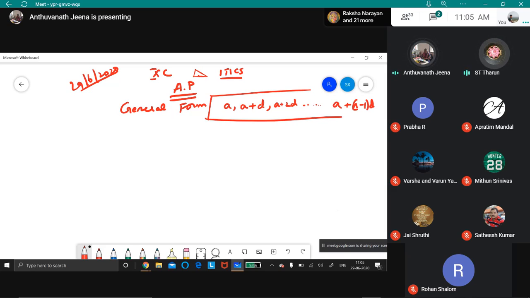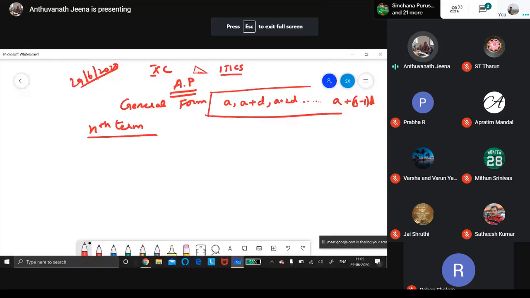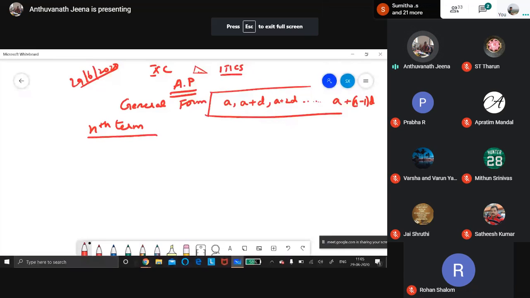Today what we are going to do is the nth term of AP. For example, your salary is increasing every month by 500 rupees. Suppose your salary is 2000. It is increasing every month by 500, so 2500, 3000, like that it's going. You want to know what my salary will be after 3 years? You can put this formula and calculate.